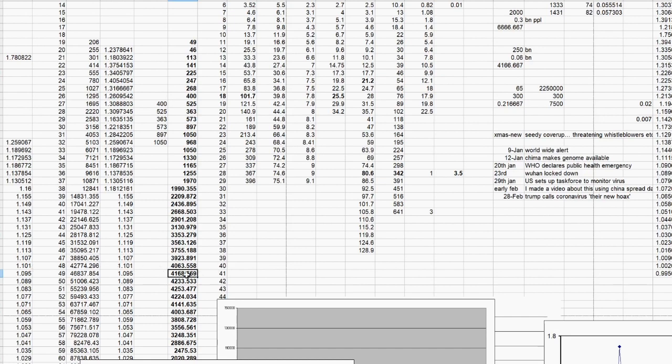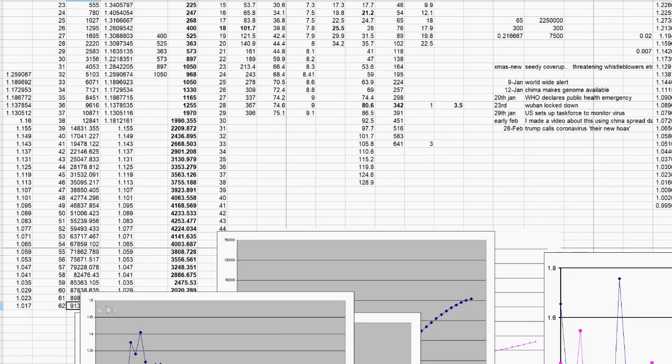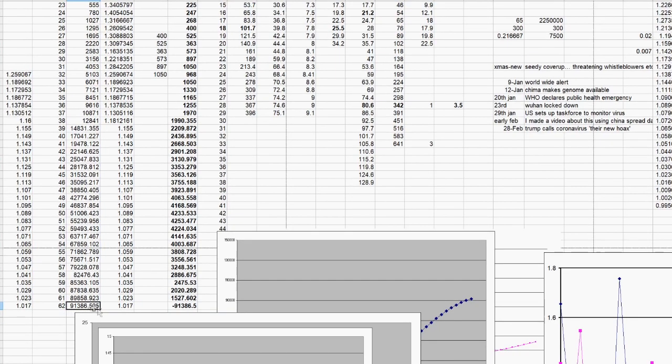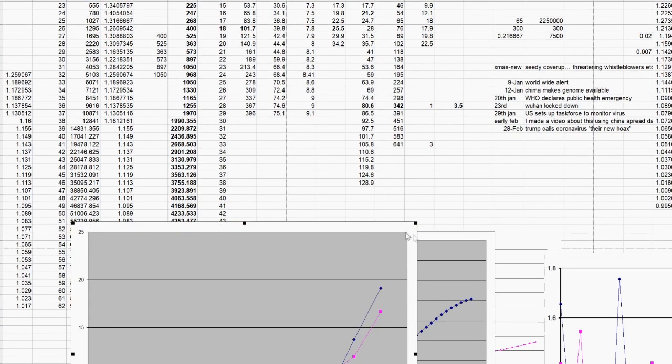That's the more optimistic number. The less optimistic number is almost double that. And total deaths is actually better than that, it's just under 100,000. So how do we get to those numbers?